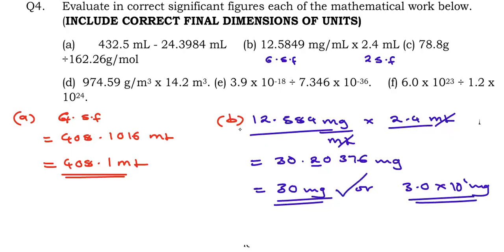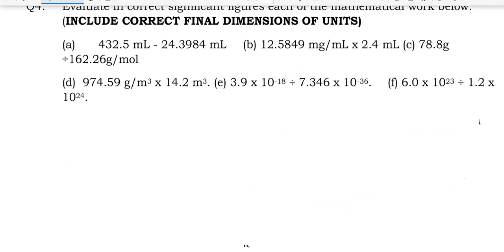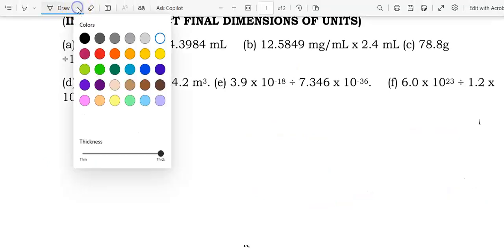But leaving it like this is much better, though you need to know both ways, because in multiple choice you may be given the answer in this form and then get confused. So let's go now and do question C. Let me first change the color.